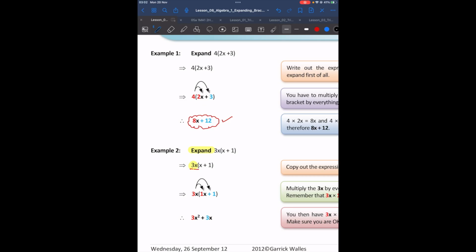Now from basic algebra, 3x squared and 3x are not like terms. We can't simplify this expression any further. The x squared term is not the same as the x because the x squared term has this power of 2 on it. So don't be tempted to add these two together. You just have to leave the expression as it is, 3x squared plus 3x, and that cannot be simplified any further.